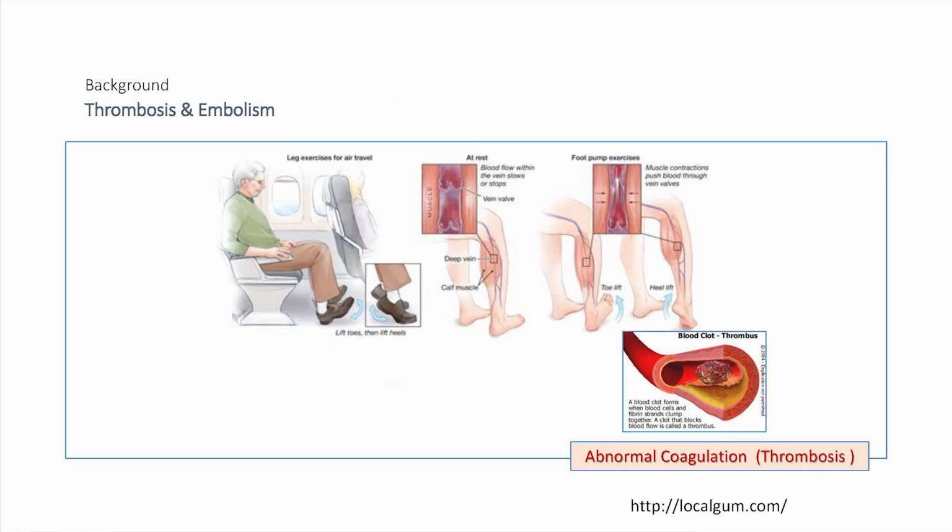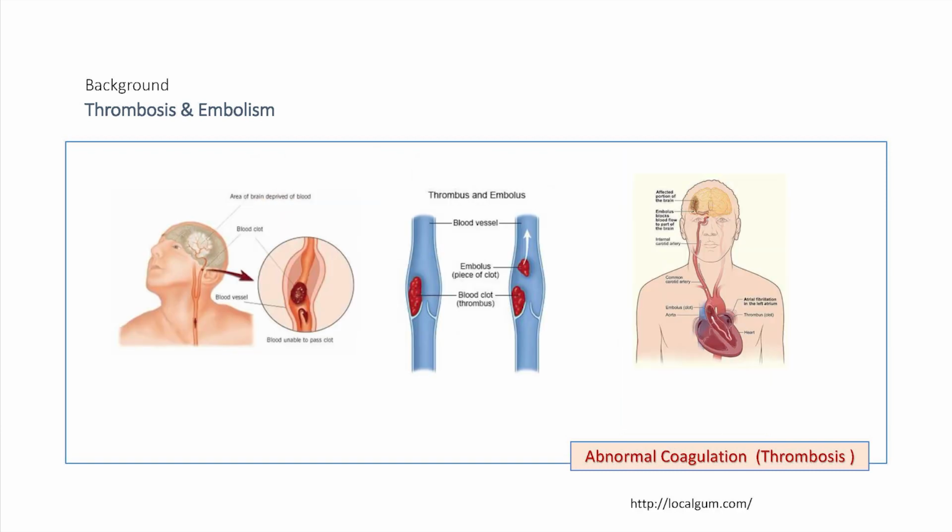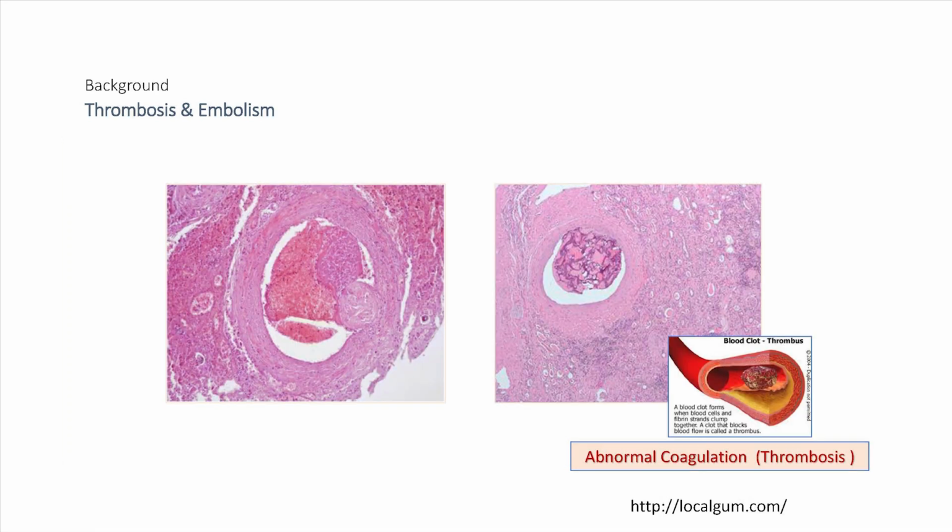As you know, abnormality of coagulation can lead to formation of thrombus, which is a big group of diseases. This is the form of thrombosis. It is present in several forms in several parts of the body. This is a cross-section of a clot that occludes the vasculature and leads to the consequence of hypoperfusion.